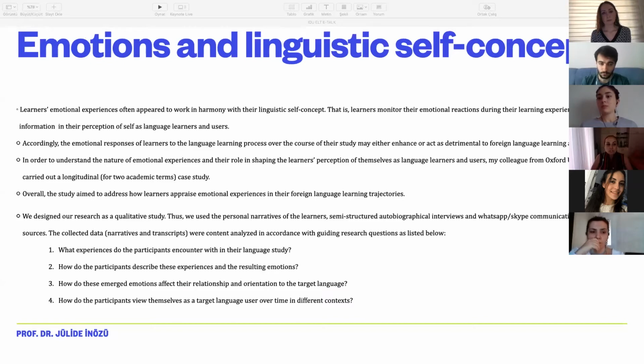Because emotions, emotional experiences, and the linguistic self-concept work in harmony. That is, if we have some positive emotional experiences, we feel positive in our own understanding of ourselves. And this is reflected to language learning experiences in a very positive way.